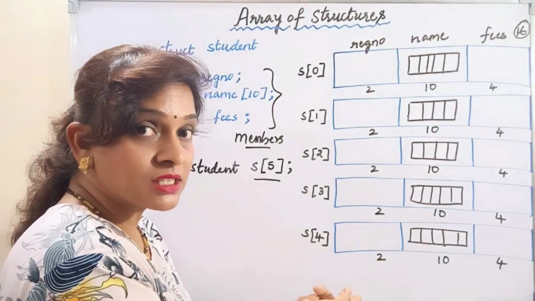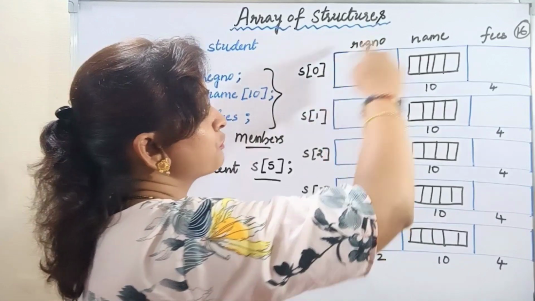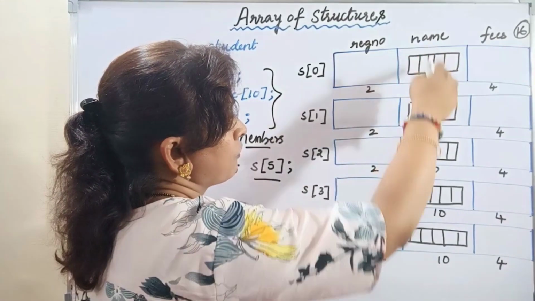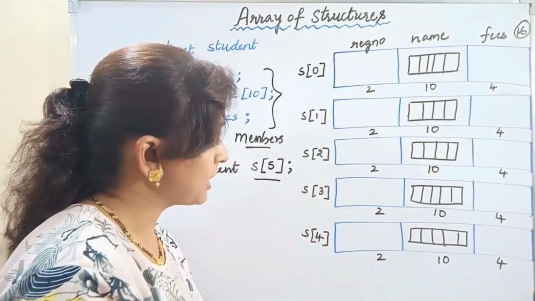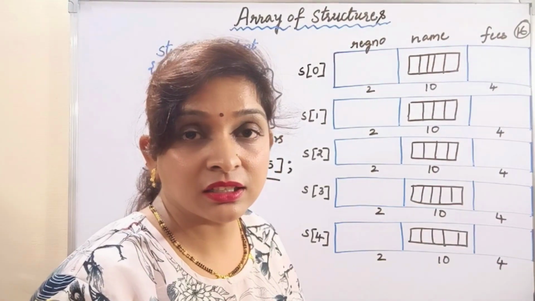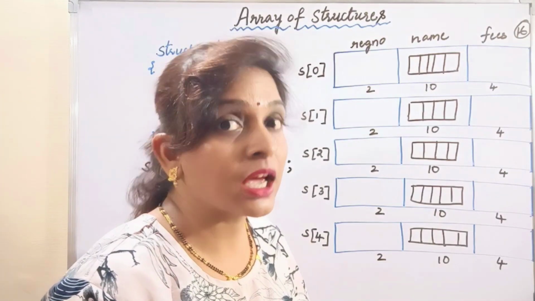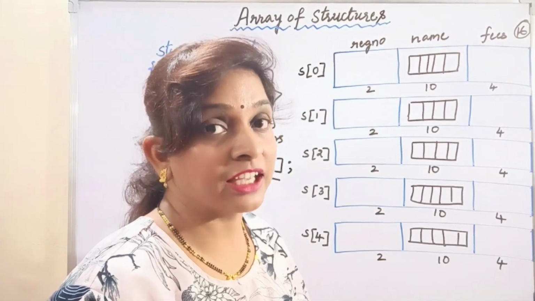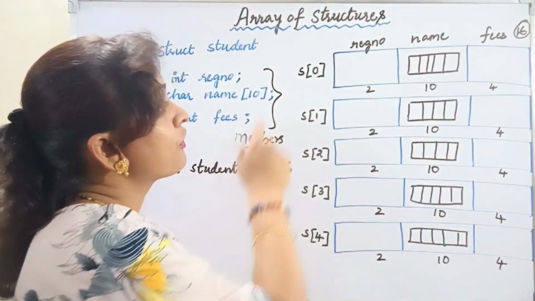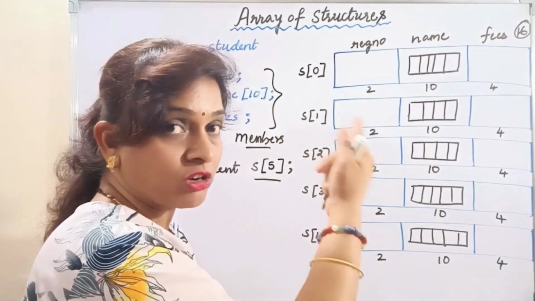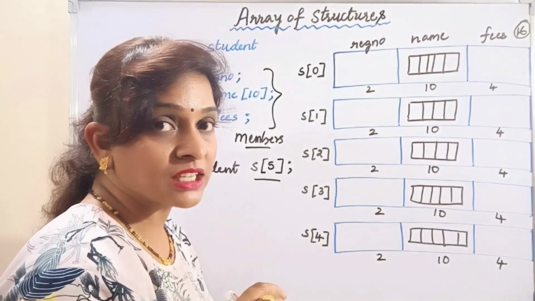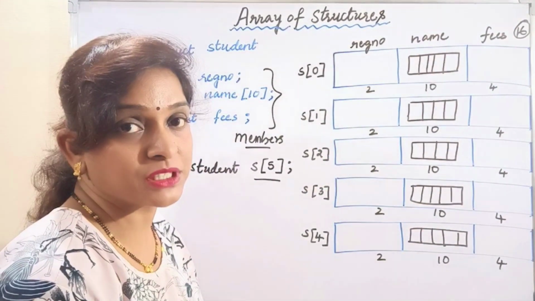How to access this? I say S of 0 dot register number, S of 0 dot name, S of 0 dot fees. Again S1 of register number, S1 of name, S1 of fees. Again S2, S3 and S4. If I use this individually like this, then it does not make any sense. So what I can do for this? I can make use of a loop structure. I can take the help of a for loop to take care of all these indexes. So I can just say S of I dot register number, S of I dot name, S of I dot fees. So the loop will take care of the index and I can access every member.